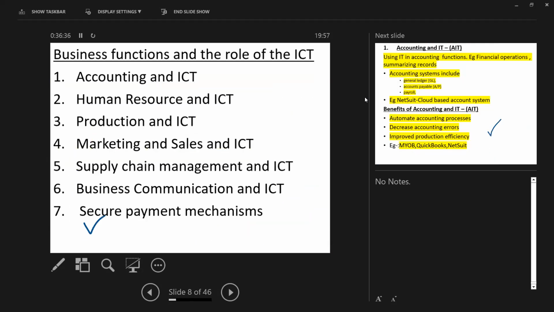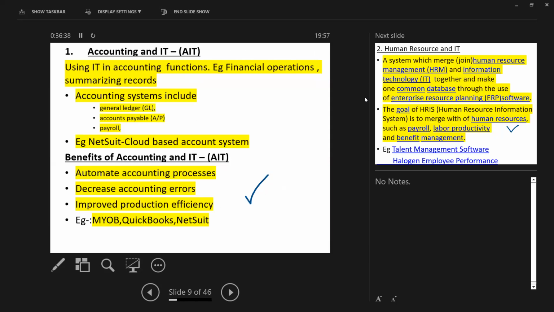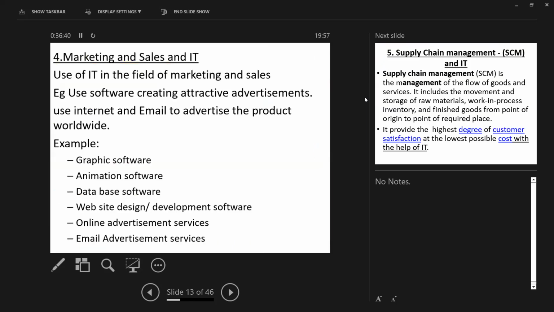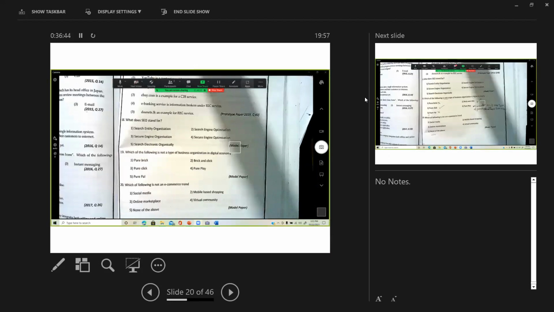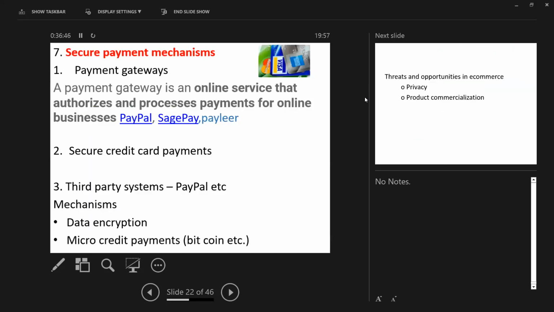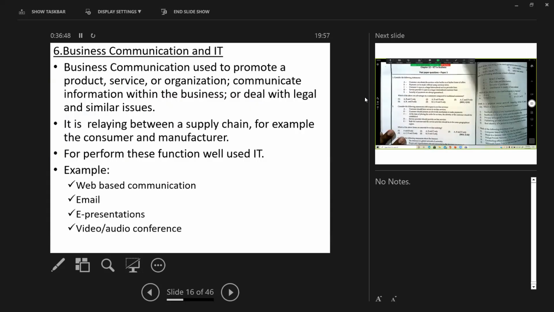You must copy this one, all these up to 6, and then the 7th one, secure payment mechanism. Okay, we'll start copying.